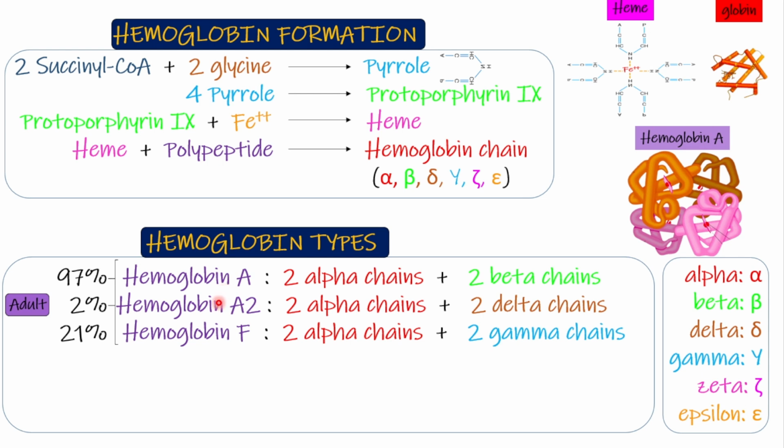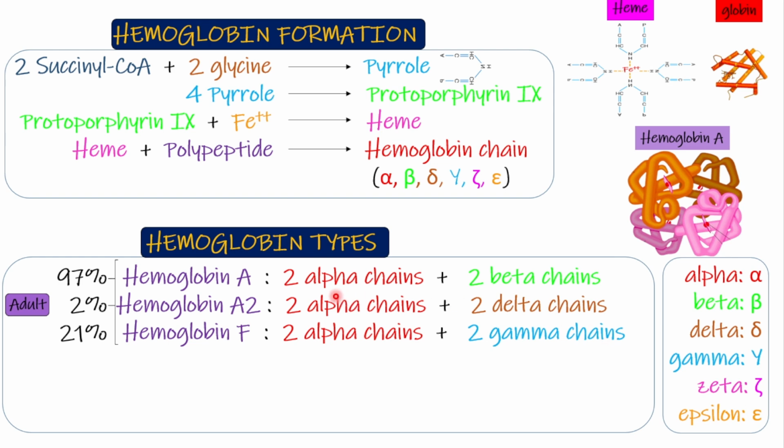Okay, each hemoglobin molecule consists of a total of 4 chains. So hemoglobin A is made up of 2 alpha chains and 2 beta chains, whereas hemoglobin A2 is made up of 2 alpha chains and 2 delta chains, whereas hemoglobin F, which is fetal hemoglobin, is made up of 2 alpha chains and 2 gamma chains.